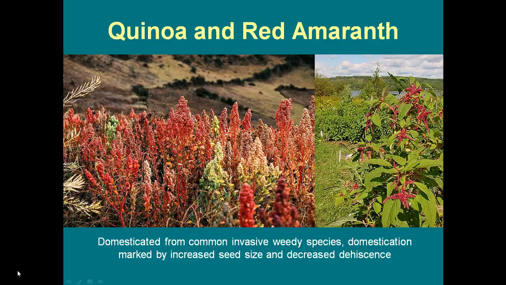In the Foraging in the Southwest lecture, we talked about amaranth and goosefoot, and these are domesticated varieties of those small-seeded, weedy plants. Domestication was marked by increased seed size and also decreased dehiscence, where they don't shed the seeds easily, but rather hold on to them, making them easier to harvest.